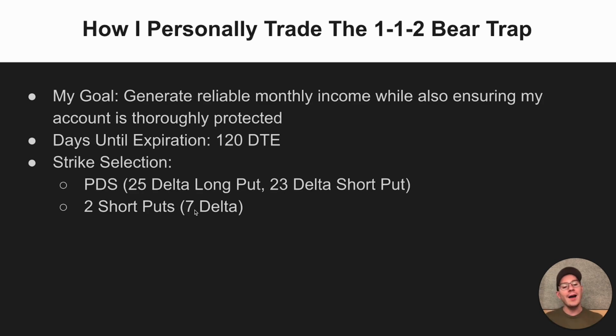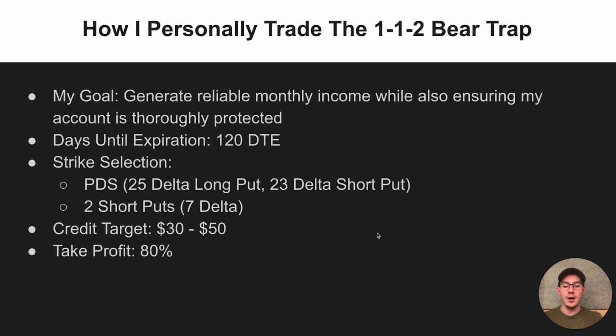Again, if you go 5 delta, you'll actually be having a higher win rate, but you'll make less money. 10 delta, you'll have a lower win rate, but you'll make more. And so I find my middle ground is 7 delta. Again, I think 7's a great number. 7's God's number, 7 days in a week. So I'm like, if it's good enough for God, it's good enough for me. So that's why I do 7 delta. The credit target that I'm looking for, the amount of profit that I'm looking for, is roughly $30 to $50. And so that's the credit target that I look for.